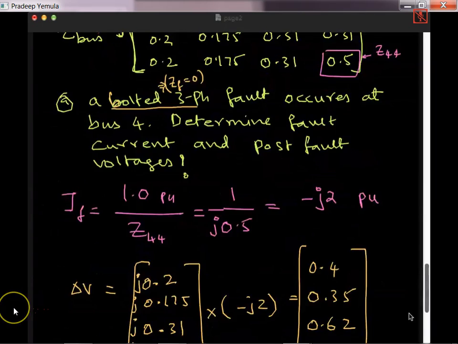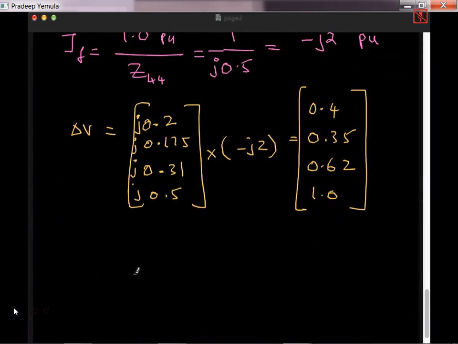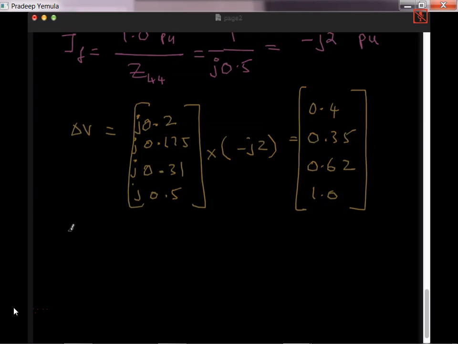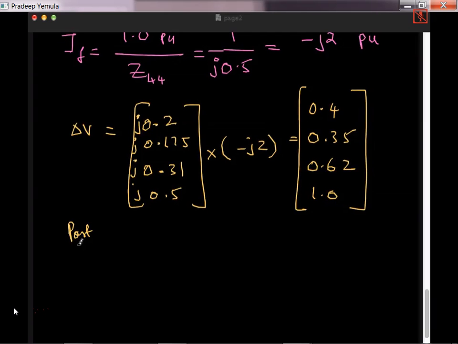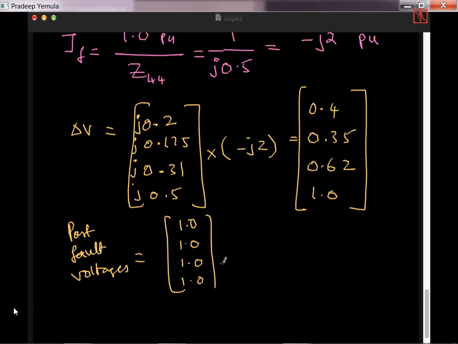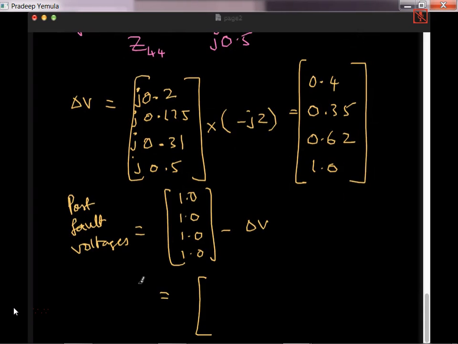Okay, so now I got the delta V. So what is the post fault voltage? The post fault voltage is nothing but the pre fault voltages, that is 1 per unit, 1 per unit, 1 per unit and 1 per unit, minus delta V. So V1, V2, V3, V4 after the post fault will be like this.